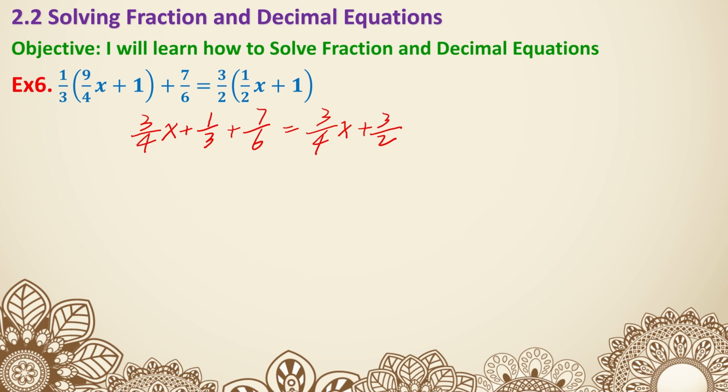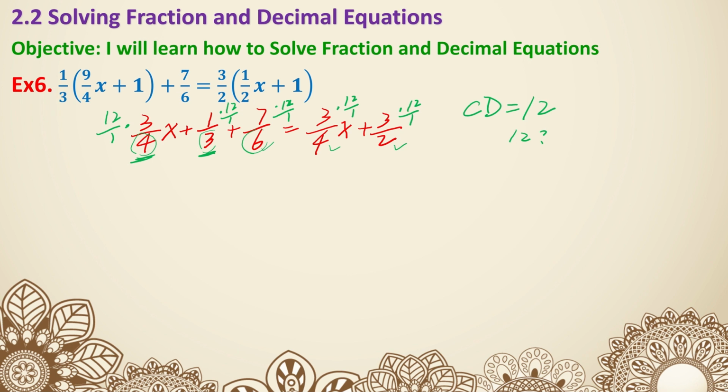Okay, now it's time to find the common denominator. 4, 3, 6. Well, let's say 4 and 3. Their common denominator is 12. The rest, well, 12 works for 6, 12 also works for 4, and 12 also works for 2. Great, it has to be 12. So I'm going to multiply everything by 12 over 1.